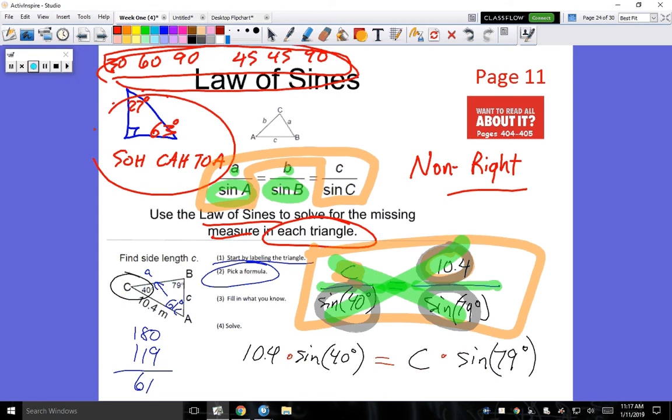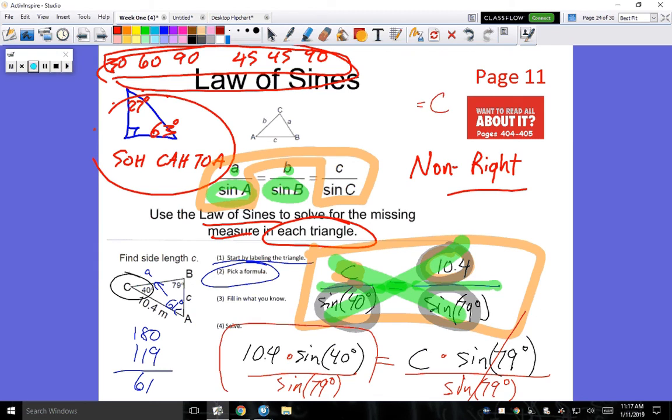Get C by itself by dividing by sine of 79 degrees. Perfect. Okay? Now follow me. This cancels to what? Not to 0, but 1, right? It cancels to 1, so you're left with 1C. So it's C equals something over here on the left.